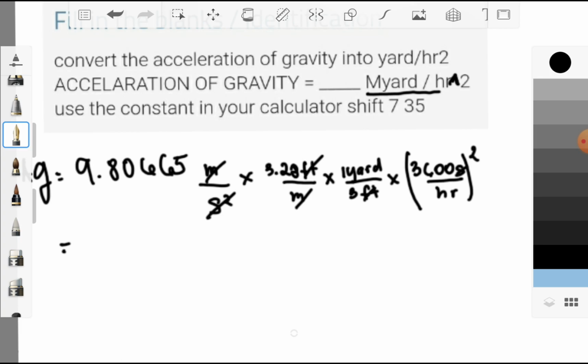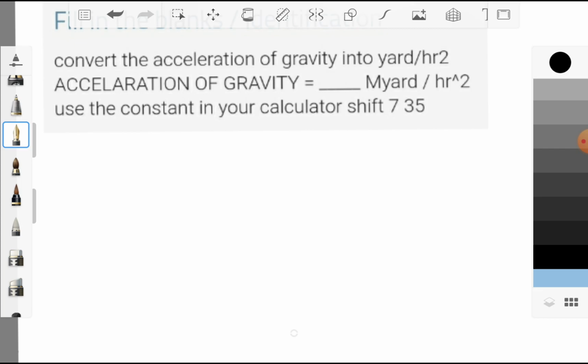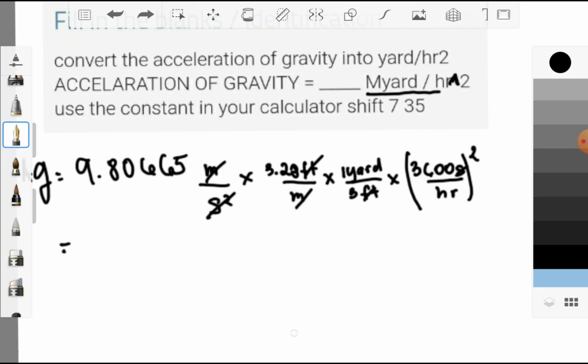times 3.28 times 1 over 3 times 3,600 squared. So, multiply natin yan. So, pag naka-complex kayo, hindi nyo pwede gamitin yung ing. So, ilagay nyo siya sa normal, yung calculator nyo, para malagay nyo siya sa scientific notation na gusto nyo.